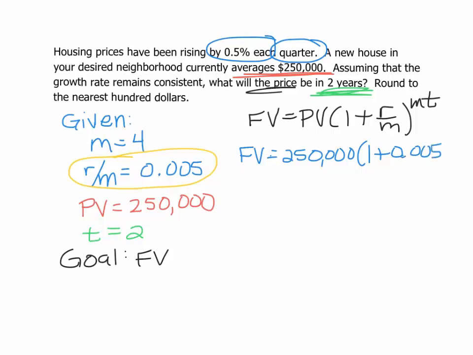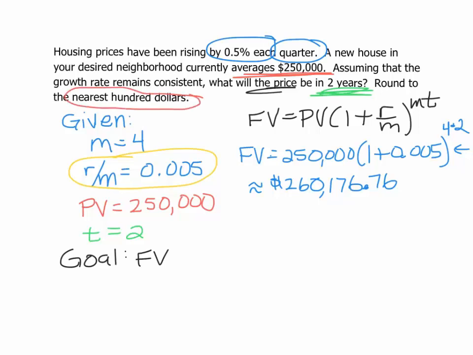So we're going to put 0.005 here. Now it's tempting to want to divide this by 4, but it's already been divided by 4, so I don't need to do that. My M is 4, it's going to go up in the exponent here, times 2 years. Using our calculator to calculate this quantity here, I end up with $260,176.76 about.